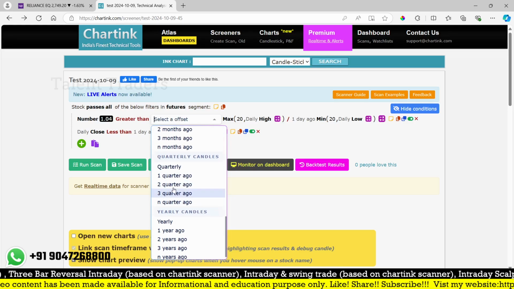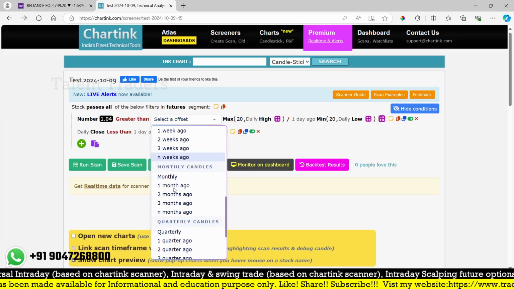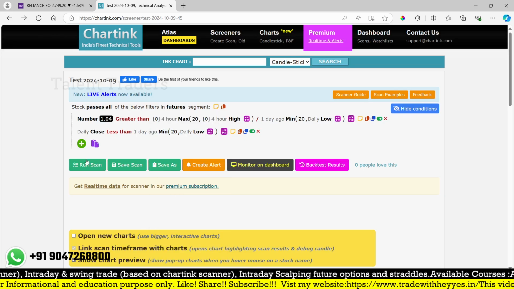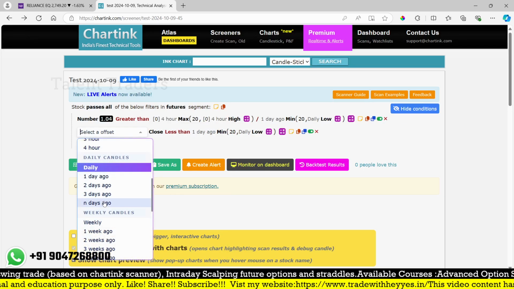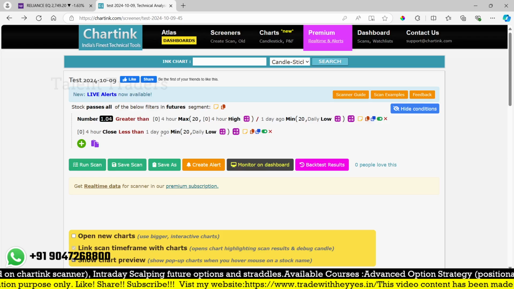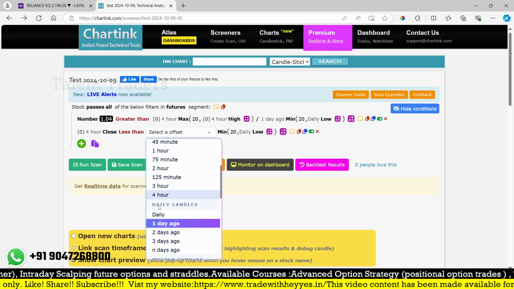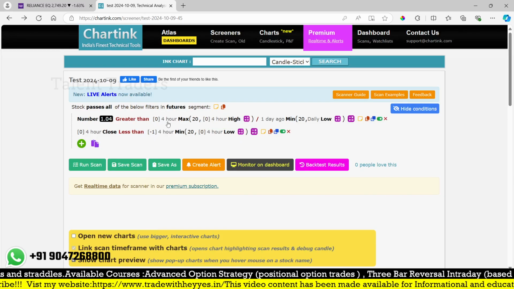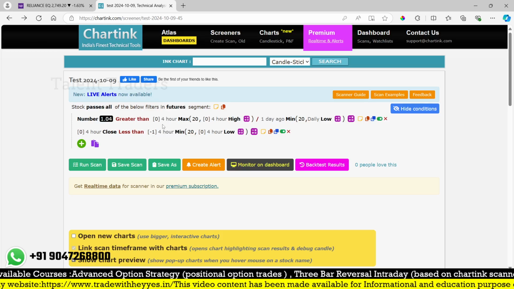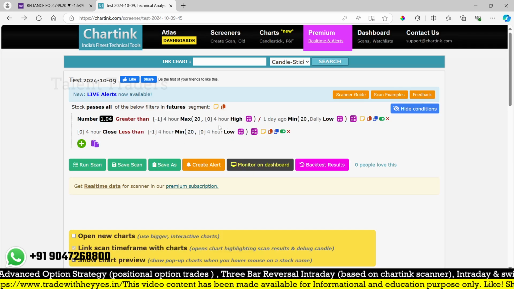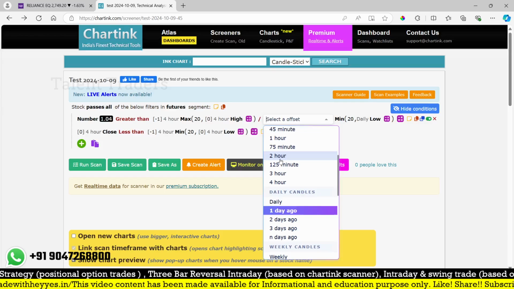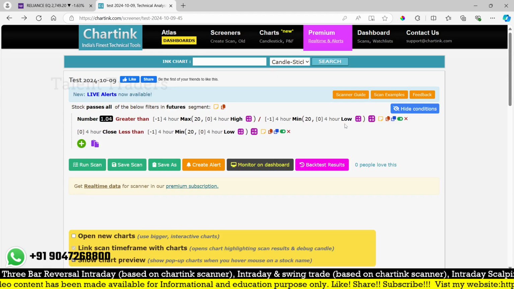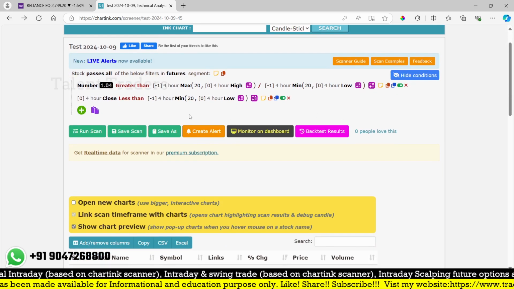So let me try for a 4 hour. Already we created 15 minutes and 5 minutes. So you can change the values only. Whatever the time frame, you should change it as 4 hours. Here it should be -1. Okay, so it's automatically changed. Here it should be -1, previous candle, 4 hour -1 candle. So everything is right. Now it is working for a 4 hour.